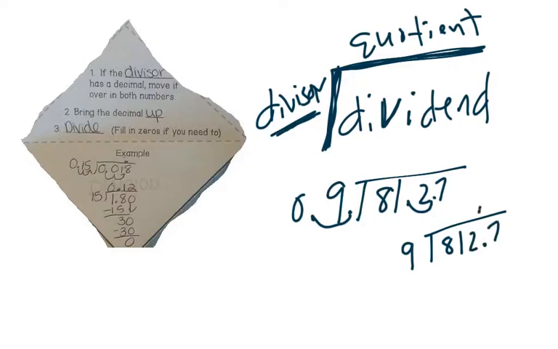Okay, so then I'm going to say 9 goes into 81. 9 times 9 is 81. I subtract 0, bring down the 2. 9 goes into 2 0 times. 0 times 9 is 0. I subtract 2, bring down my 7. 9 goes into 27 3 times. 3 times 9 is 27. Right? When I subtract, I will get 0. My answer is going to be 90 and 3/10. Okay?